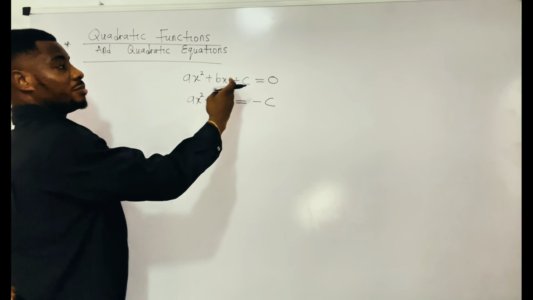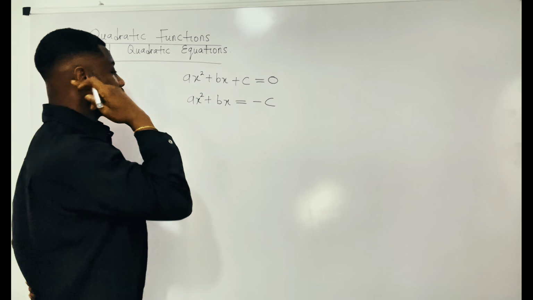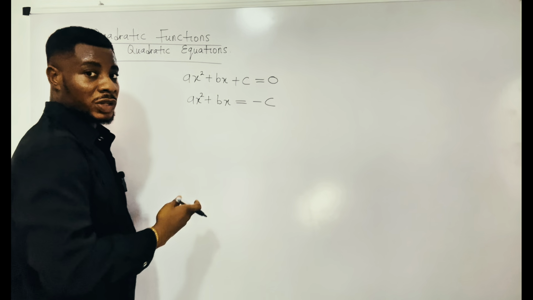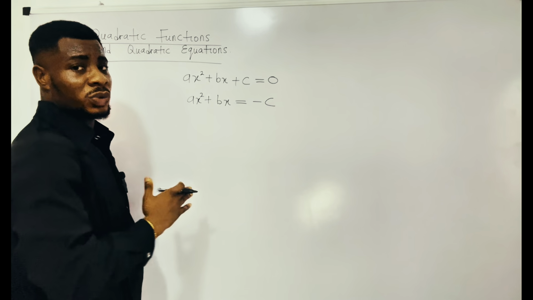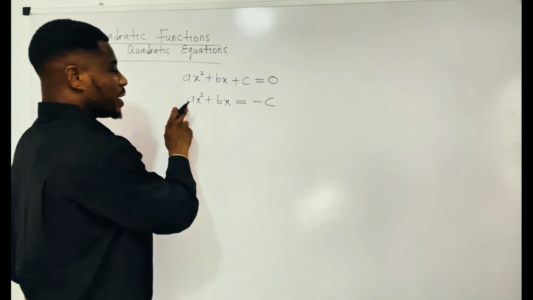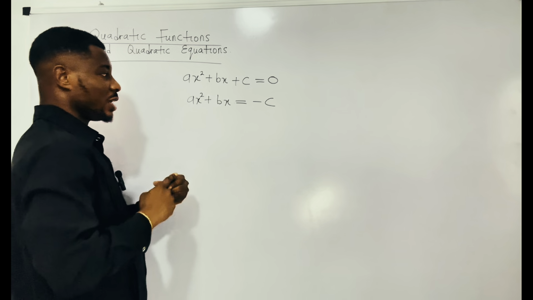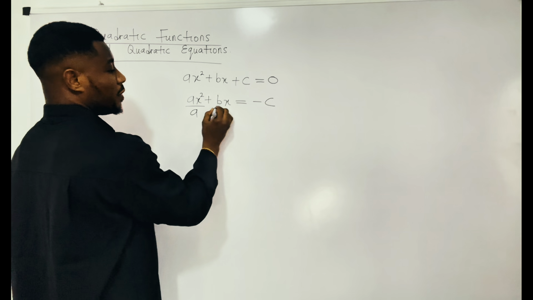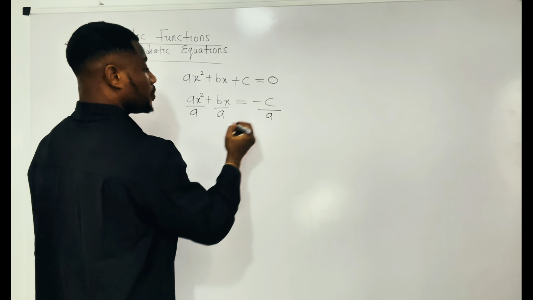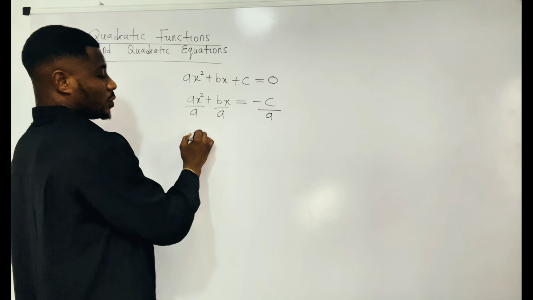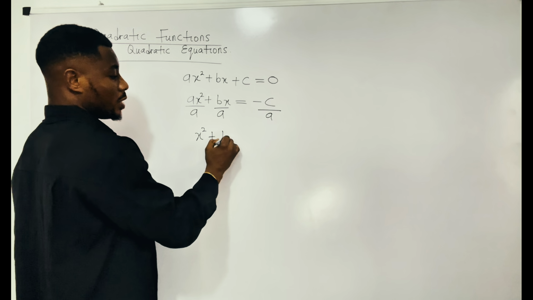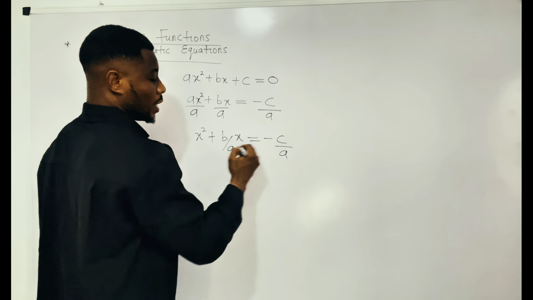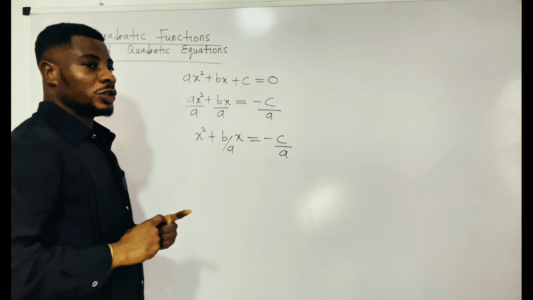So if I have moved c to the other side, the next thing here is to make x squared unity. How do I make x squared unity? I can make x squared unity by dividing through by the coefficient of x squared here, which is a. Now how do I do that? I'll divide here by a, divide here by a, and divide here by a. When I do this, I'll be left with x squared plus b over a of x is equal to minus c over a.